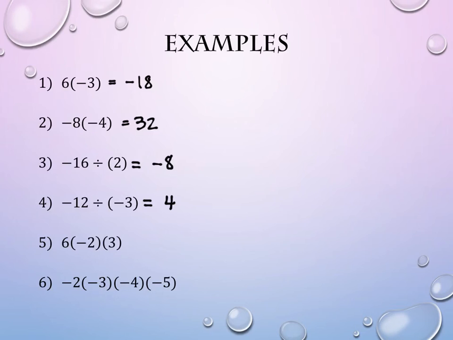Okay, 5 and 6 we didn't talk about directly, but they're just extensions of what we did talk about, right? So I've got 3 numbers. What is 6 times 2 times 3? Yeah, 36, right? And it's negative, right? Because there's 1 negative, 2 positives.